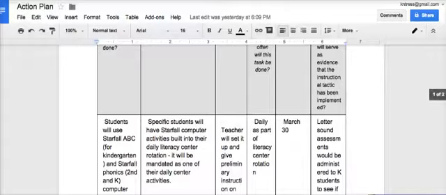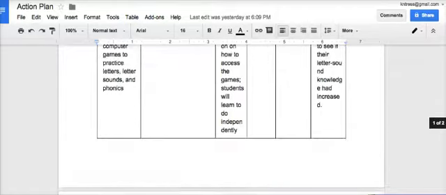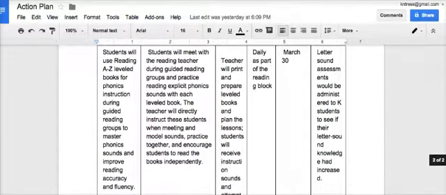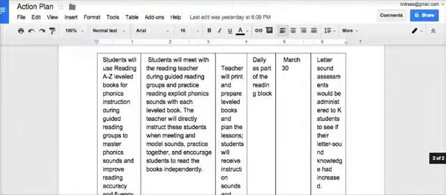Back to the action plan. The next strategy that we used was using Reading A to Z leveled books for phonics instruction. What this really focused on was targeting high frequency words with these students. When students met in their guided reading groups, they would use these books that were printed and prepared by the teacher. It was used daily as part of the reading block. Again, the end benchmark was March 30th.